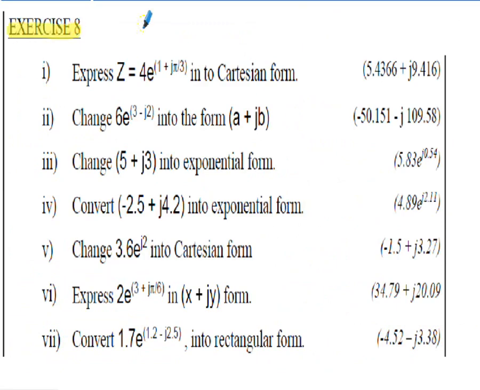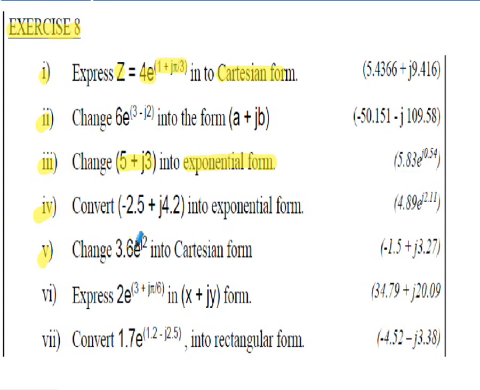Exercise 8 consists of 7 parts. In part 1 we've got to express the complex number z equals 4e to the power of 1 plus j pi upon 3 into Cartesian form. Similar approach required in part 2. In part 3 we're asked to change the Cartesian form of a complex number into exponential form. Similar in part 4.